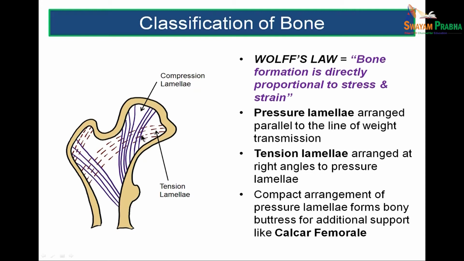This is the upper end of the femur, where these lamellae are very distinctly seen, and they are called the calcar femorale. So, when you see the calcar femorale on an X-ray of the femur, this is due to the lines of stress and lines of compressive forces.